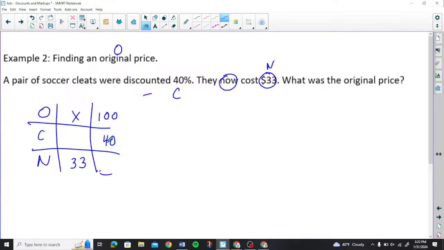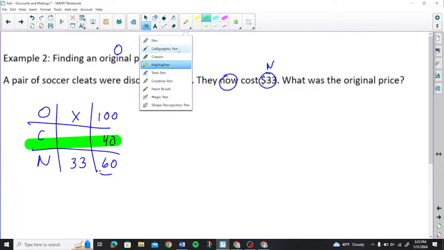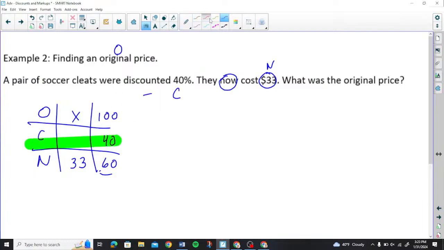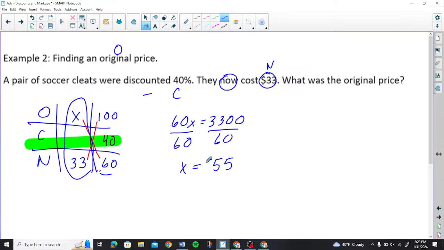So we go 100 minus 40, which gives us 60. Again, we're subtracting because this is a discount. We remove the middle box, and we're going to cross multiply. So we get our cross products, 60x and 3300. We divide both sides by 60 so that we can solve our equation, and x is 55. We look, it's in the middle column, so that means it's money, so our answer is $55.